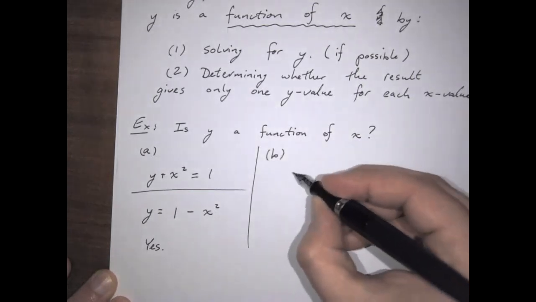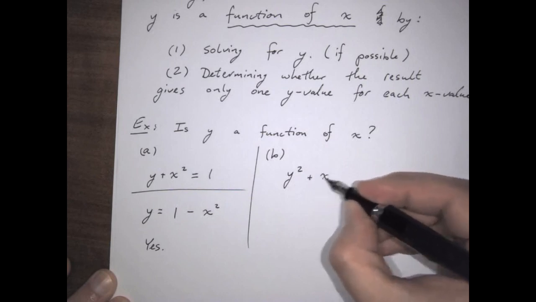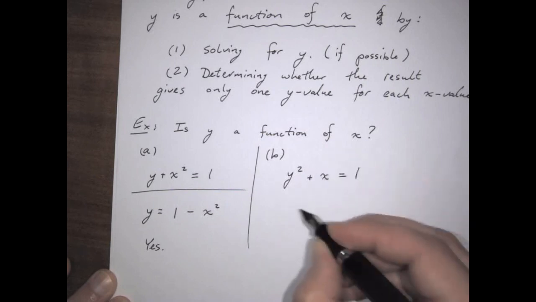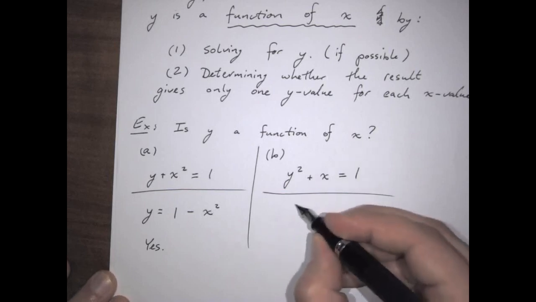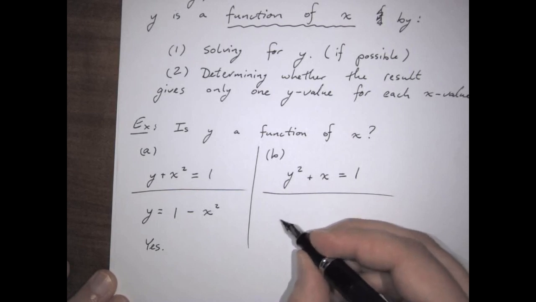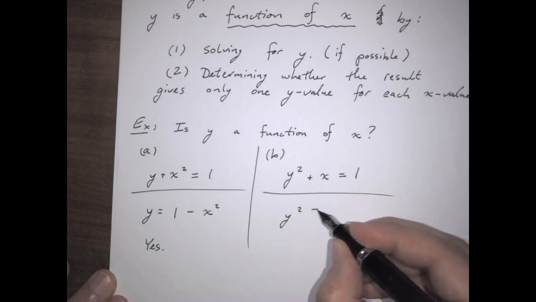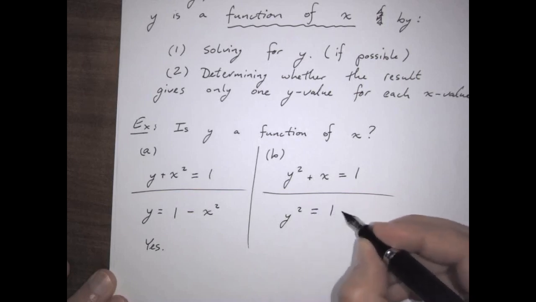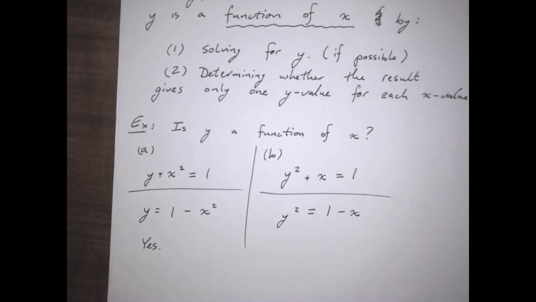Now let's put the square on the other foot. What if it's y squared plus x equals 1? It's a very similar equation, but an important difference. So step 1 here is to try to solve for y as it was before. The first thing we would do is subtract the x from both sides, very similar to what we did last time around. What we'd have is y squared equals 1 minus x.